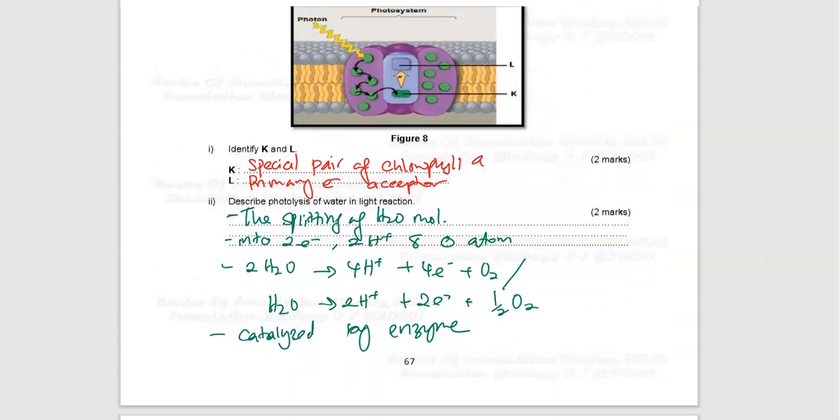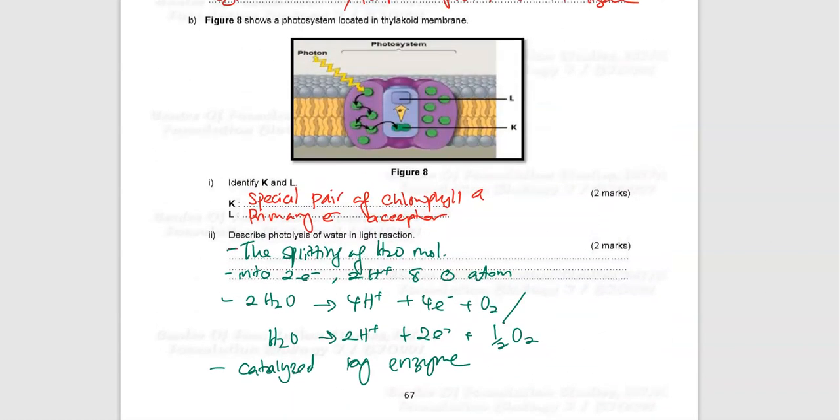Describe photolysis of water in light reaction. So this one we have discussed previously in the previous question. Photolysis of water basically involves splitting of water molecule. The keyword is splitting. Splitting of water molecule. So split into what? Into two electrons, 2 hydrogen ions and 1 oxygen atom. Or another form that you can write. So this is 1 mark.